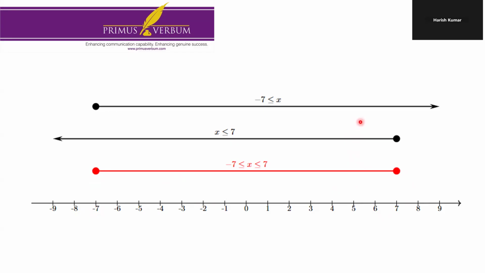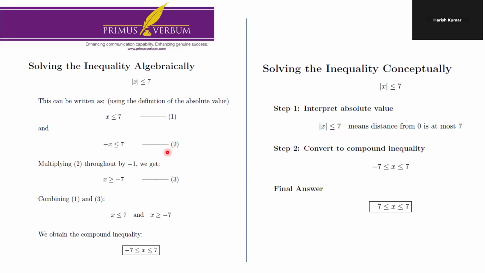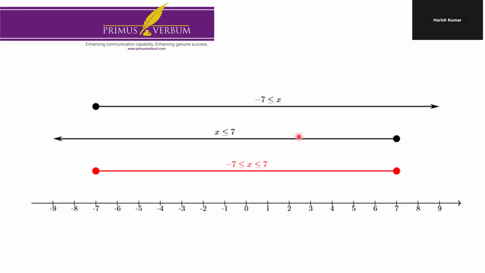So we have seen the inequality absolute value of x is less than or equal to 7 from the algebraic point of view, from the point of view of conceptual understanding, and in both cases, we got this compound inequality. Finally, we look at it from the geometric understanding, and again, we get the same compound inequality. I hope this is clear to you, students.